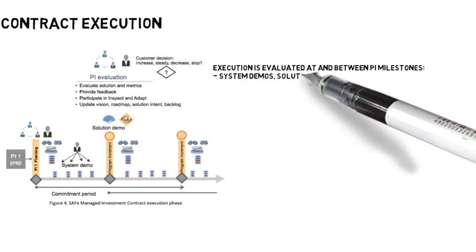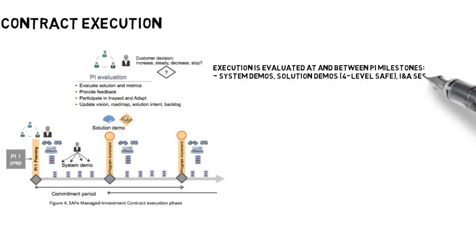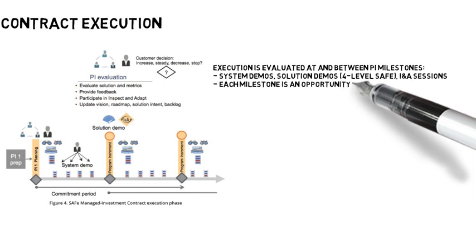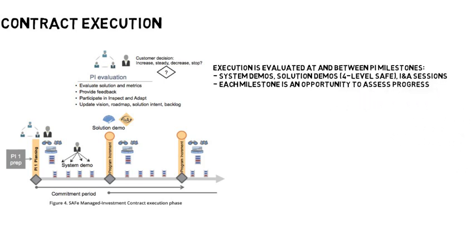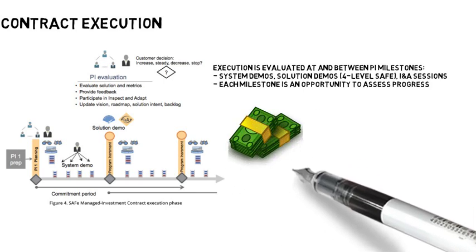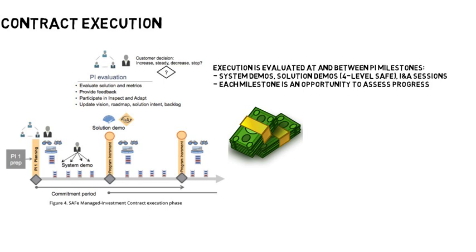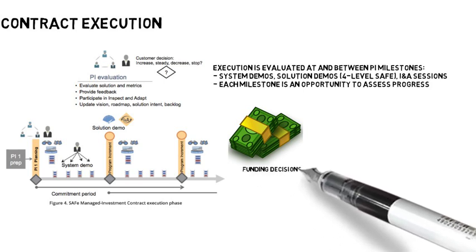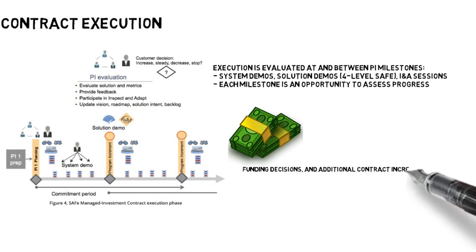And the customer, of course, like we talked about above with money for nothing and change for free, needs to really be involved. So you have things like solution demos, system demos, inspect and adapt sessions, and of course the program increments themselves, which serve as points where we can make some decisions about additional contracts, additional funding. Are we going to go for an additional contract term for another program increment? At that point, we make some decisions about that and decide: are we going to stay steady? Are we going to increase, decrease? Are we going to wind it down?